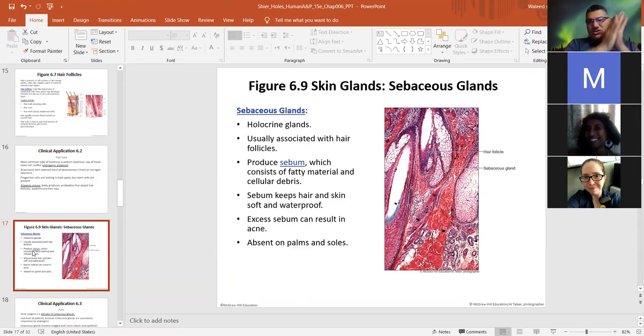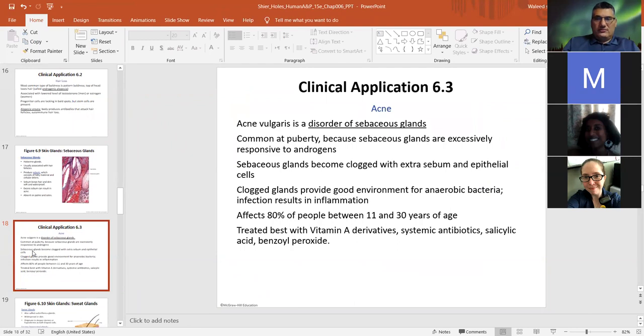And of course, since the sebaceous gland opens to the shaft of the hair, obviously I don't have sebaceous secretions or sebaceous glands in the palm and sole.